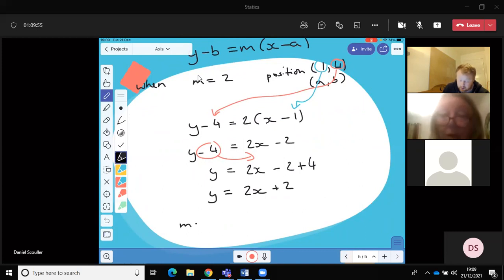So the gradient equals 2, and the y-intercept equals 2.